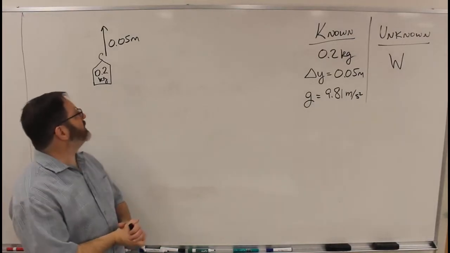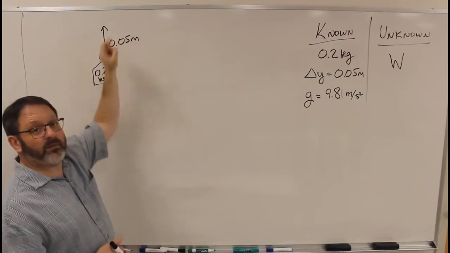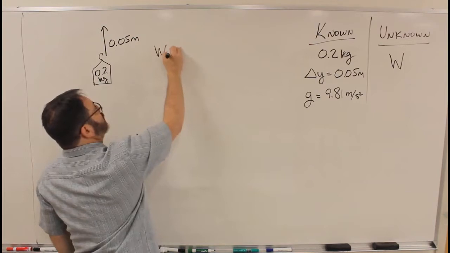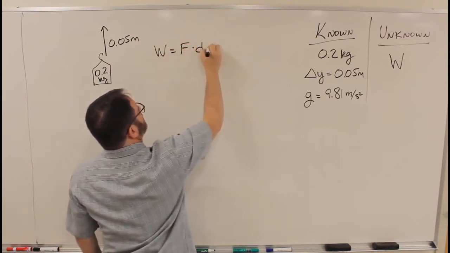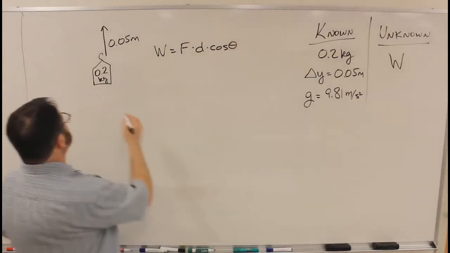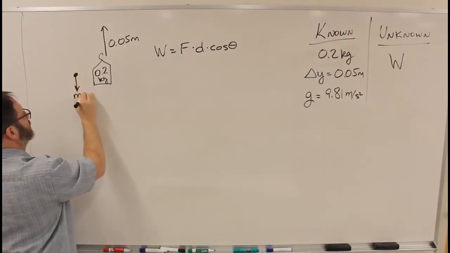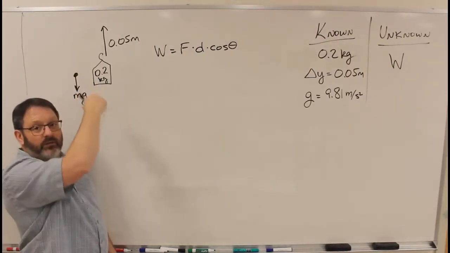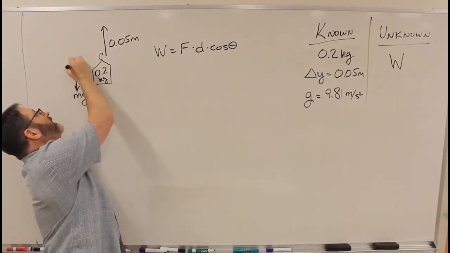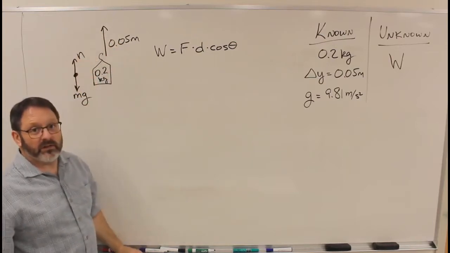So if this were last semester, and we asked this question, I have a 0.2 kilogram mass, I lifted up 0.05 meters, how much work was done? We'd say, well, I know work is force times the distance times the cosine of the angle between the force and the distance. So, free body diagram. We have gravity pulling down, and then me pushing up.